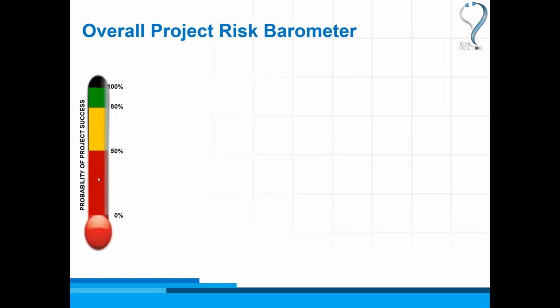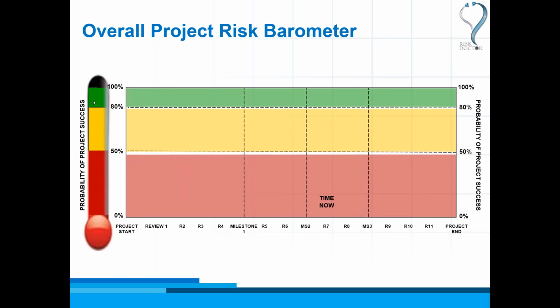And so if we define these three zones out of our potential probability of success, we could plot the progress of the project using the risk barometer. We could say, well, where were we at different review points, review 1, 2, 3, 4, milestones and so on. And maybe we start off at the first review with a quite low, here's our 23% chance of success. But as we continue managing risk in the project, we plot the risk on the barometer as time goes by. And now we find that after 7 review points and a couple of milestones, we've improved things quite a lot, and maybe there's a 75% chance of success.